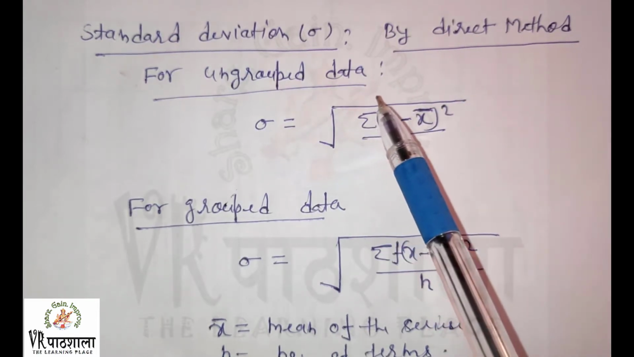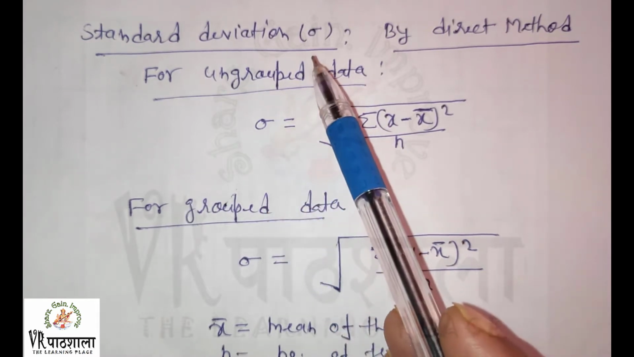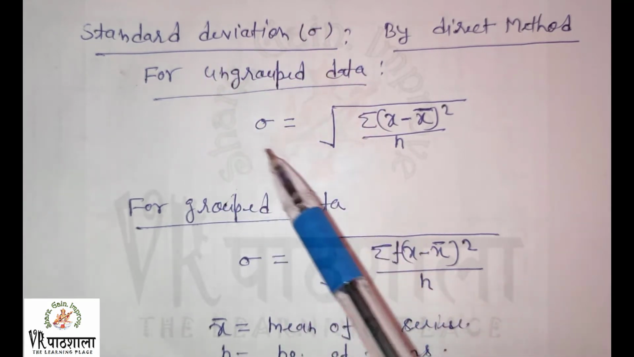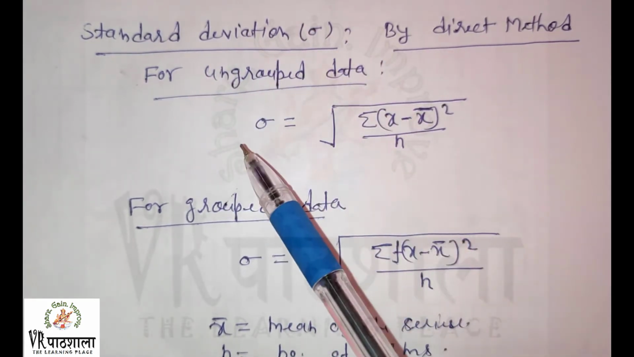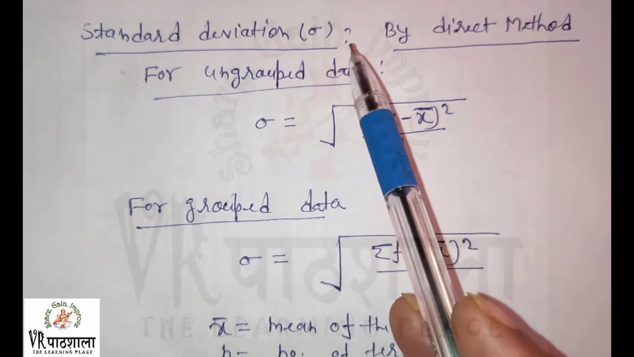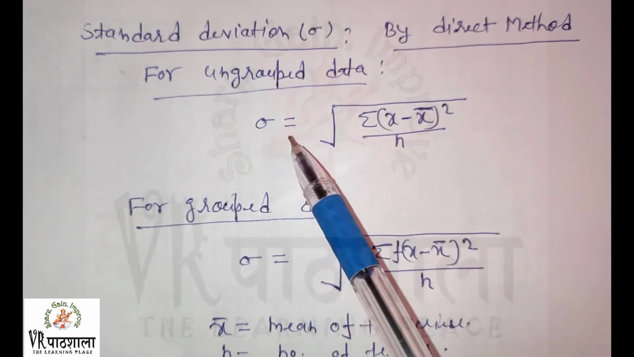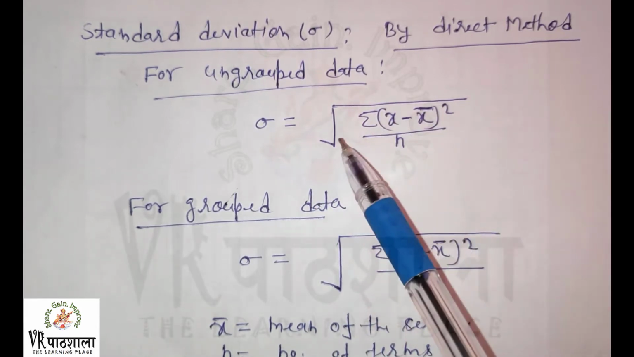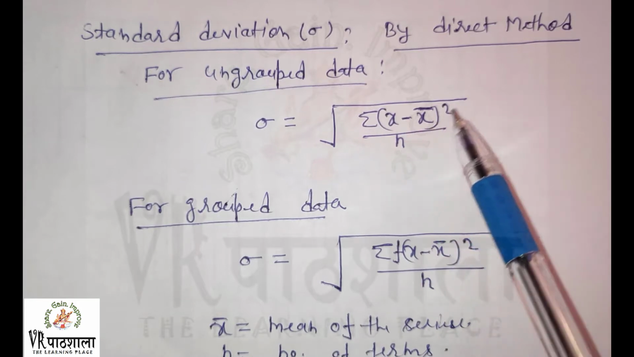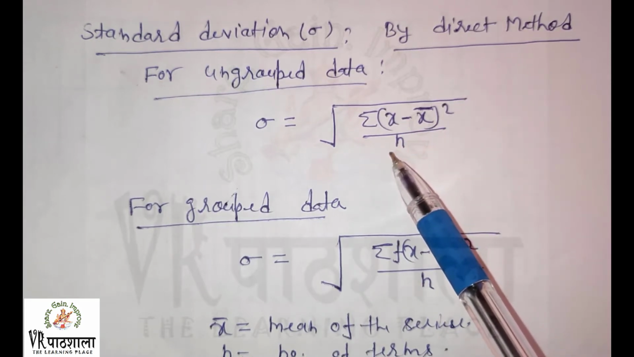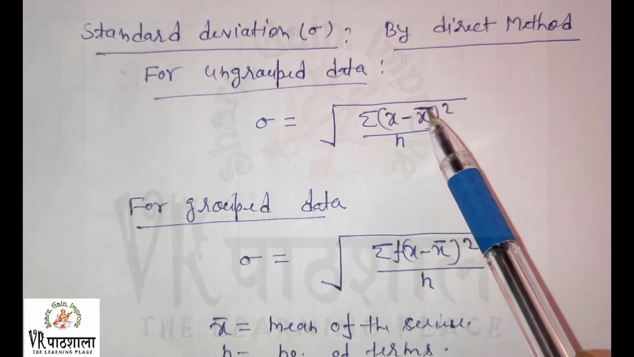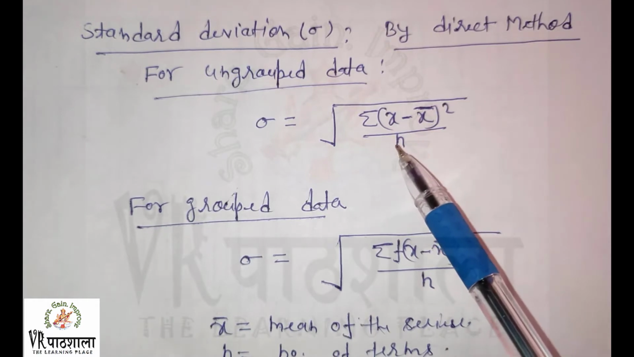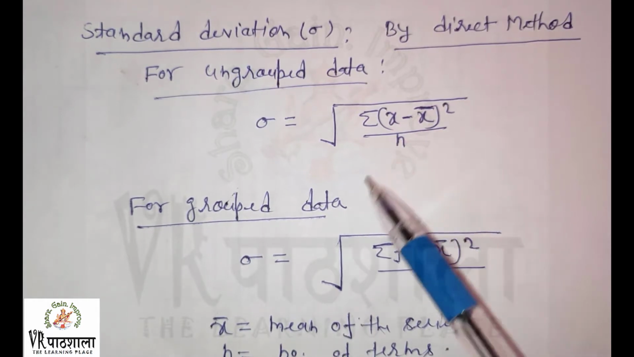As you know, we have two types of data, grouped data and ungrouped data. So now the standard deviation for ungrouped data. Ungrouped data means the frequency is not given. So here the standard deviation is defined as under root summation (x minus x bar) square over n. Here x bar is the mean of the series and n is the number of terms.